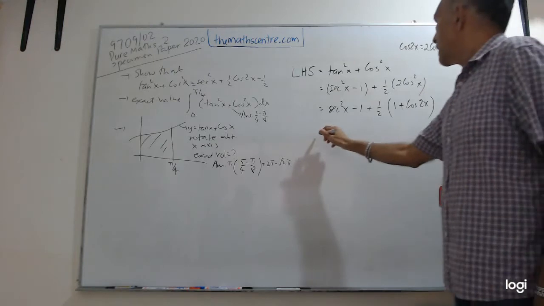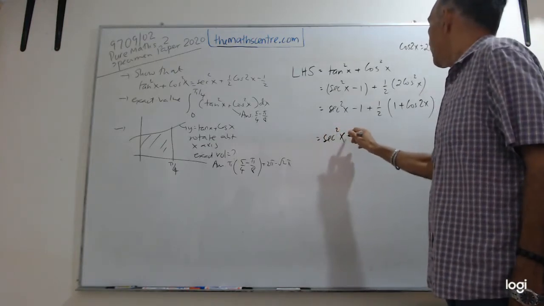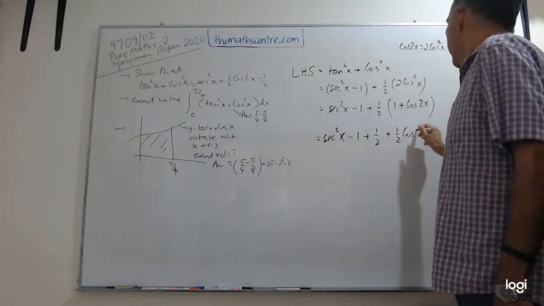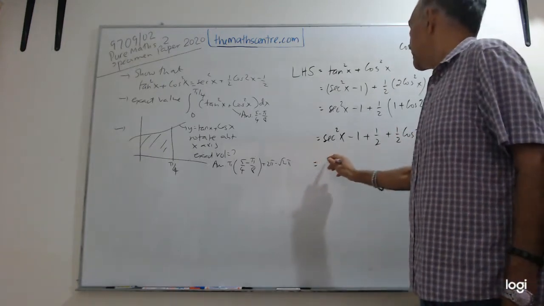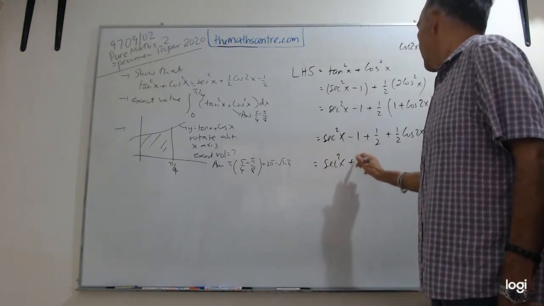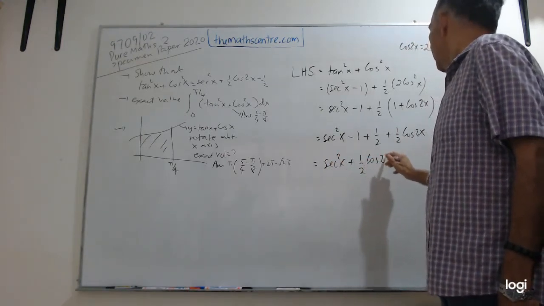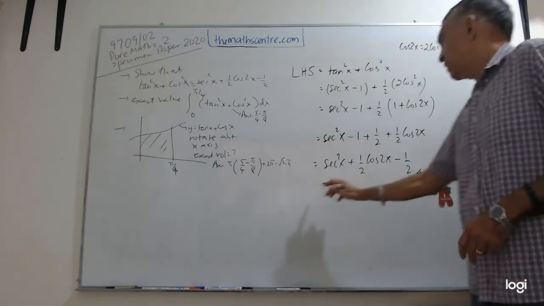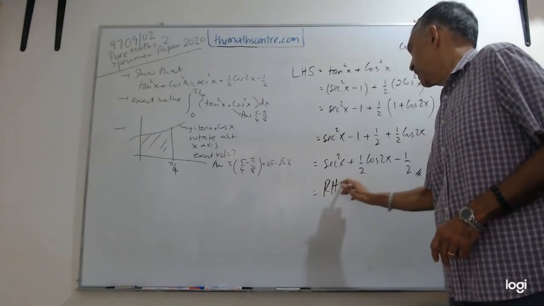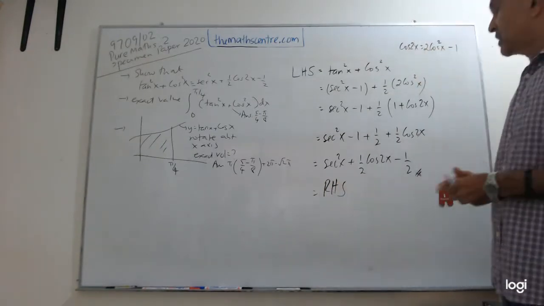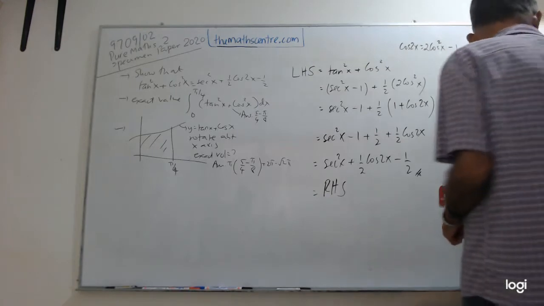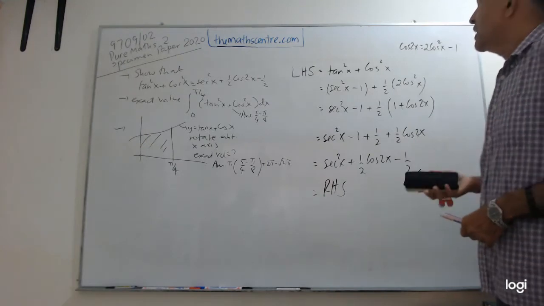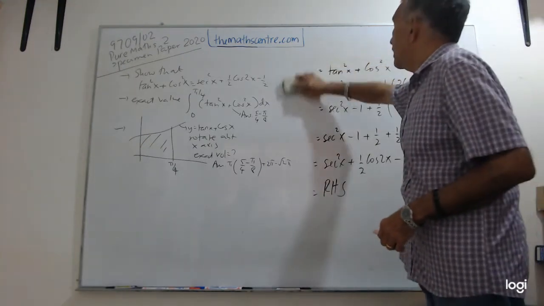So now this one becomes secant squared x minus 1 plus half of 1 plus cos 2x, and you are done with the answer. So you'll get secant squared x plus half cos 2x minus a half, and we are done. So maybe you should write equals to your right hand side. So basically identities, as I mentioned earlier, it's very dependent on knowing your formulas really well. Okay, enough about this. Let's run through the rest of the question.